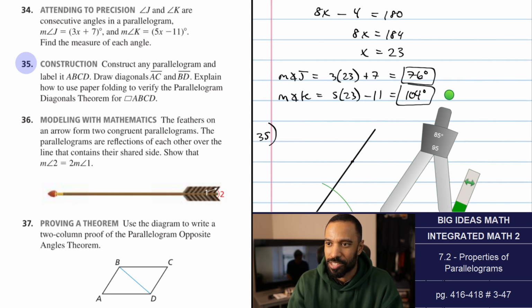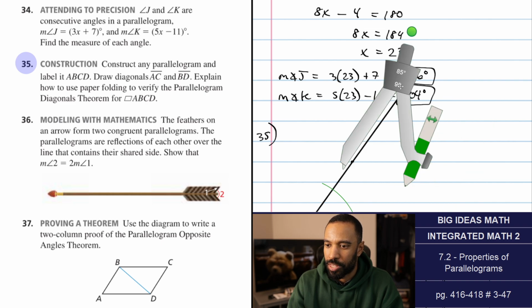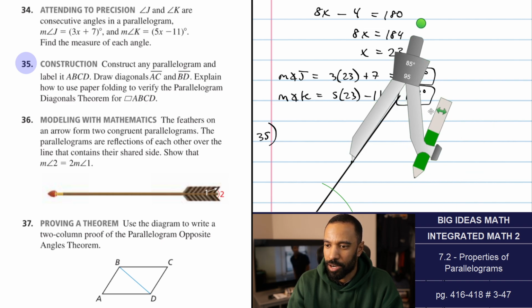I might have to extend this side, by the way. Like that. Extend it outward. Now I'm going to pivot on this point, and I'm going to make the same kind of arc. Just copy it over.